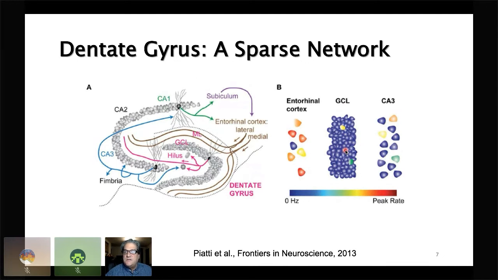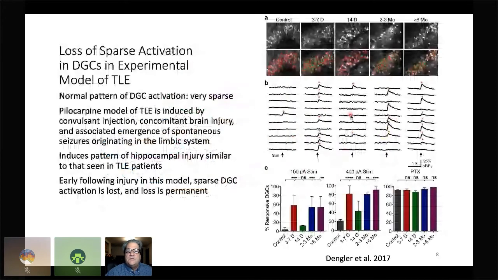So the first thing we wanted to do is look at one of our animal models of epilepsy and begin to look at whether this critical property of the dentate was maintained or corrupted in epilepsy. And we chose to do this using a circuit imaging technique called calcium imaging, multicellular calcium imaging.